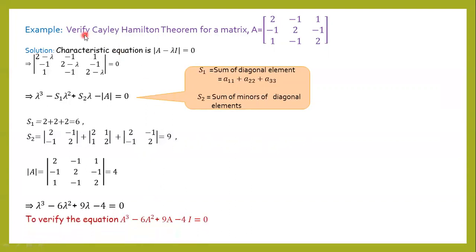Now, to verify Cayley-Hamilton theorem means we have to verify this equation. It means we have to prove that A also satisfies this characteristic equation. We have to show that the value of this expression is 0. And to prove this, we have to find A cube, we have to find A square, and then calculate the value of this expression. So let's find this A square and A cube.